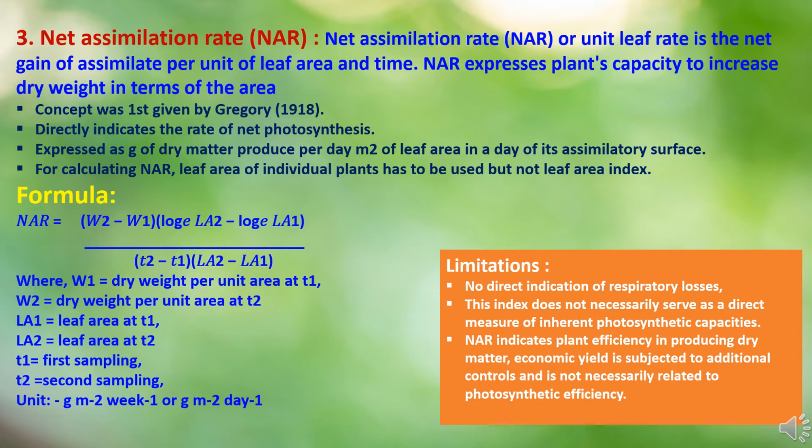Since net assimilation rate gives no direct indication of respiratory losses, this index doesn't necessarily serve as a measure of inherent photosynthetic capacities. The third limitation is of importance to the agronomist. While net assimilation rate indicates plant efficiency in producing dry matter, economic yield is subjected to additional controls and is not necessarily related to photosynthetic efficiency.